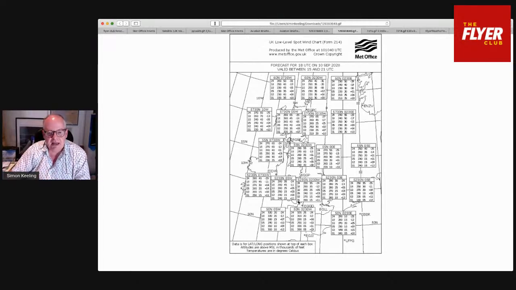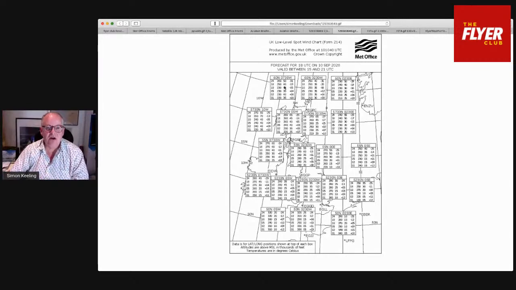They're always at fixed levels: 1,000, 2,000, 5,000, 10,000, 18,000 and 24,000 feet. They give you wind direction, wind speed in knots, and temperature at that level as well. Now, a couple of really important things to note: those winds are valid for a fixed time.